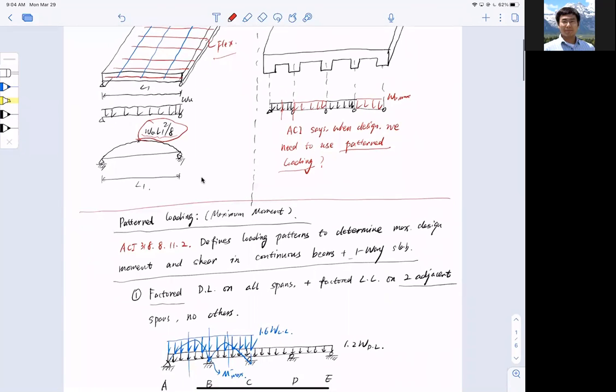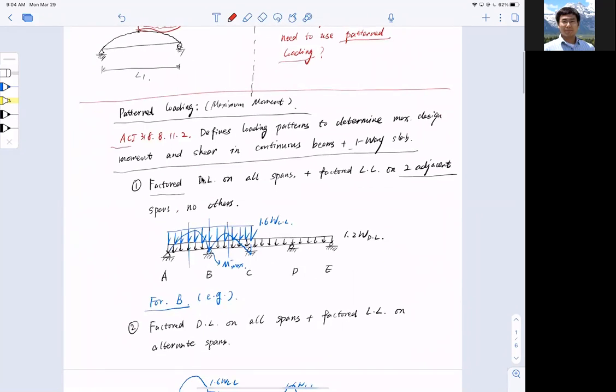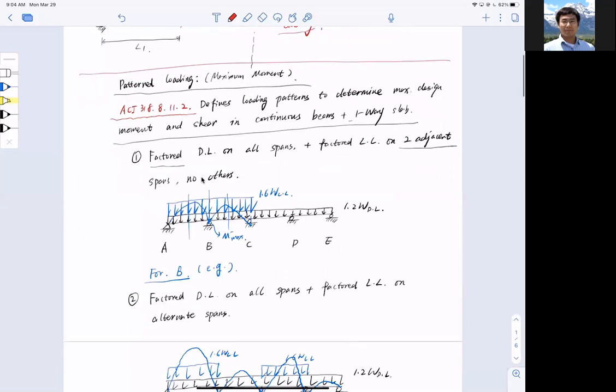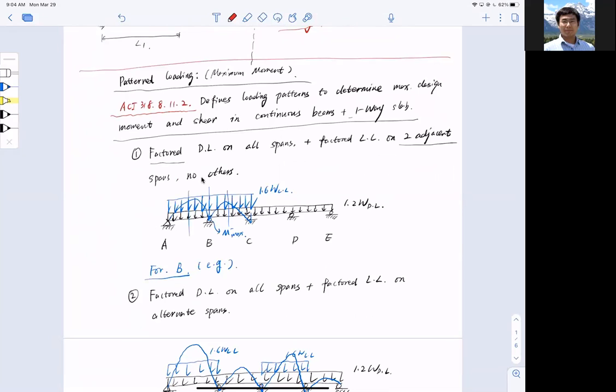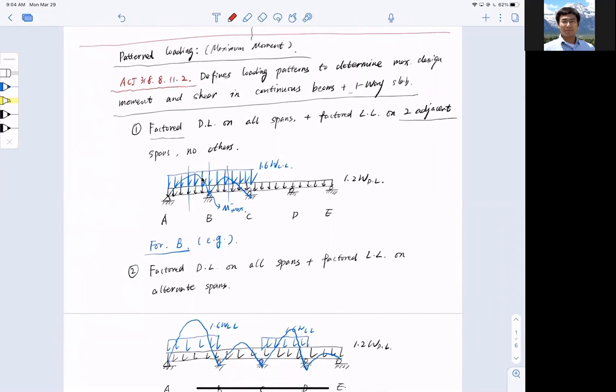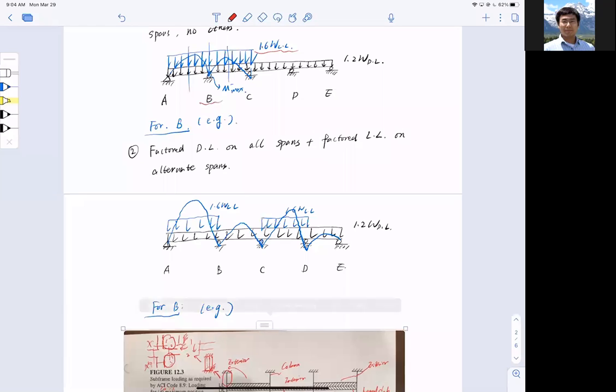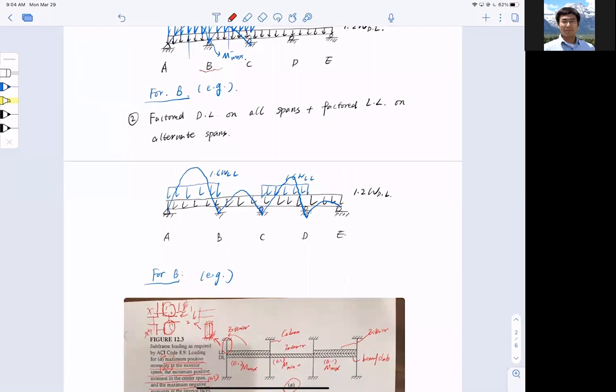Then we talked about how to determine the moment distribution per ACI 318 8.11.2, which says there are two pattern configurations for determining the moment. One is the factored dead load on all spans, meaning you put this black distributed load on all spans, and you put this blue factored live load on the adjacent spans to get the maximum moment at the support. Then you have another pattern, which is factored dead load with live load on alternate spans. With this, you get the maximum positive bending moment at the middle span.